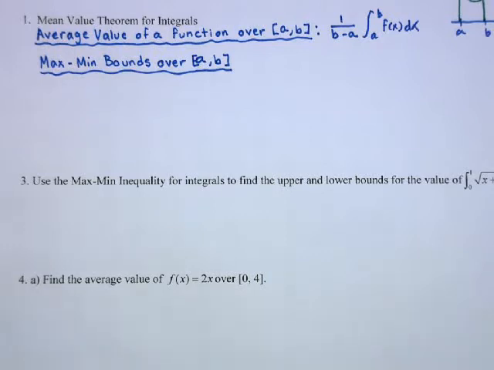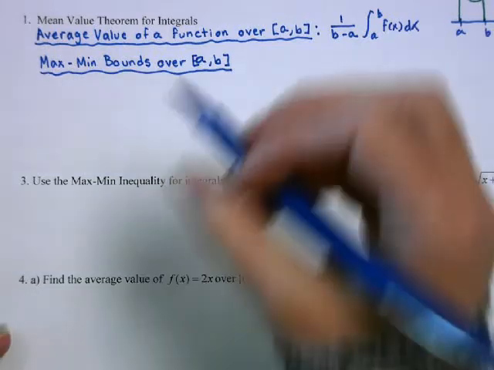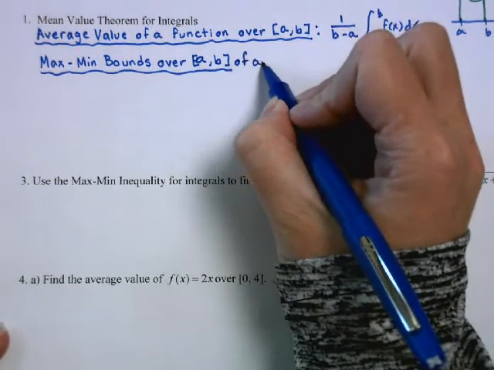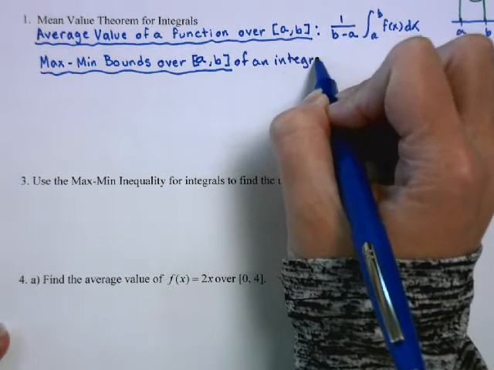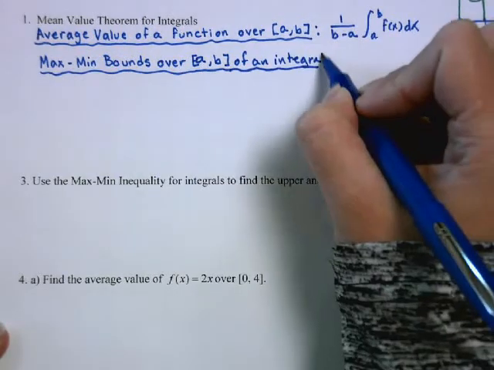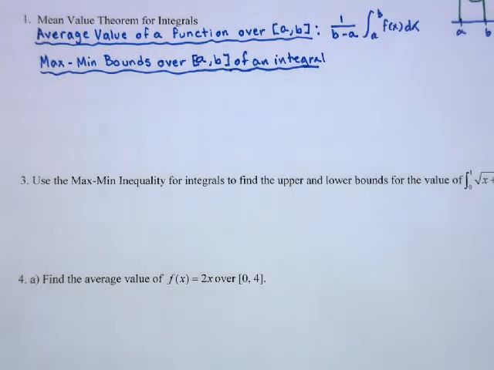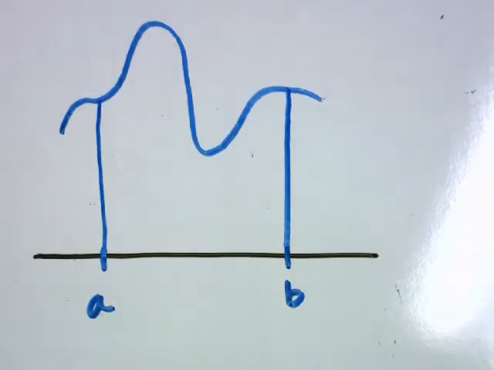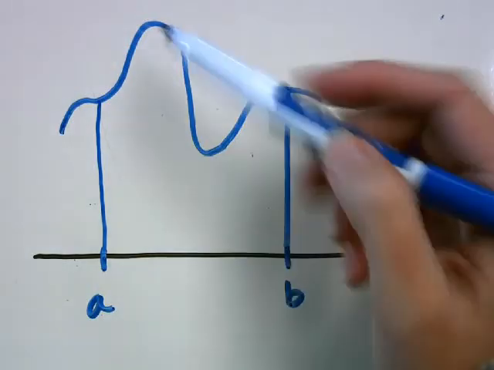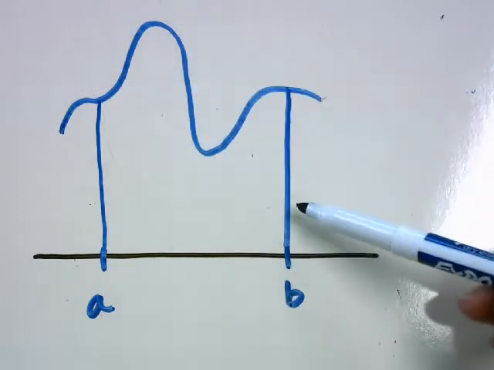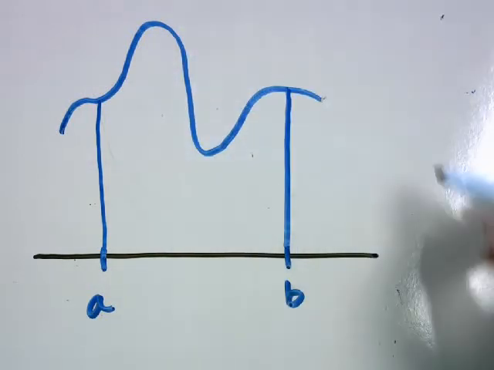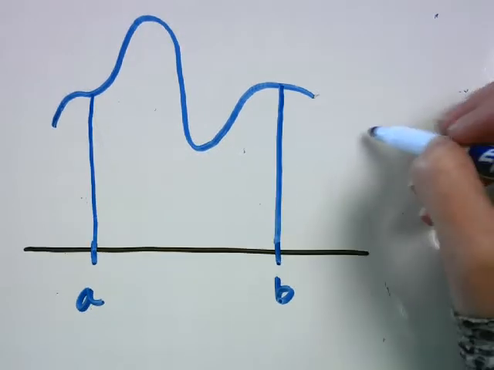Next is the max-min bounds of an integral, over a specific region, so b minus a, or a, b. I'm going to illustrate this one, then we'll write down the rule. Let's say I have some function, and we're trying to find a range of values that potentially represent the area under this curve. So we're looking at this whole area. That would be the integral from a to b.